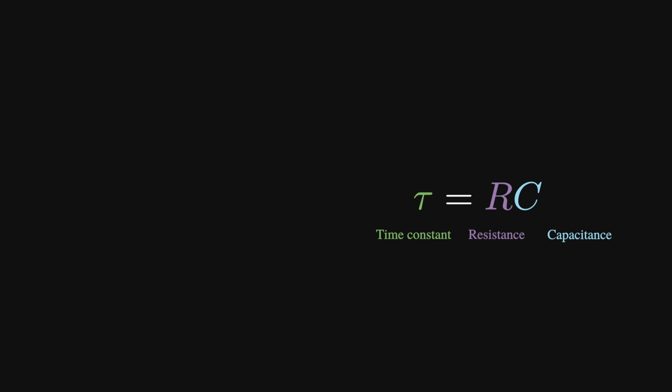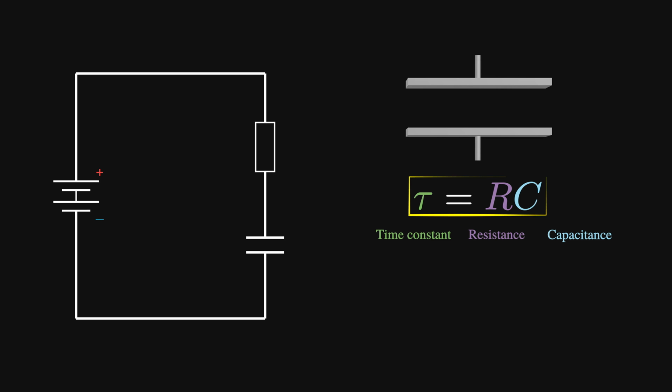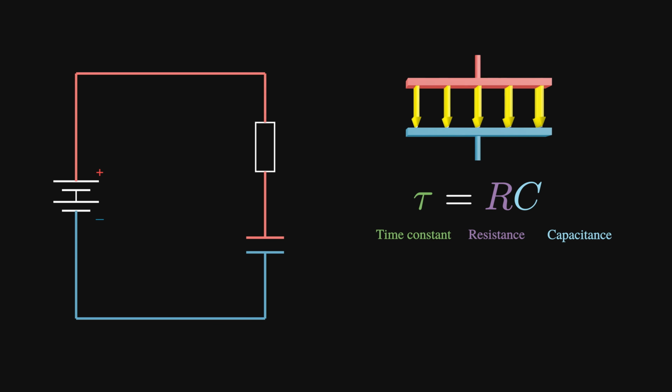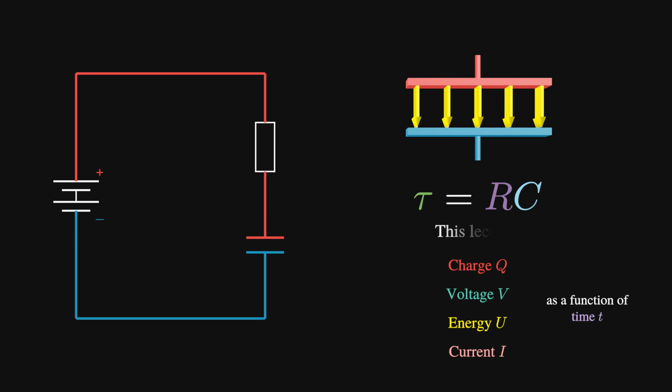But they are. In fact, in any circuit containing one capacitor and any arrangement of resistors, this single number tau decides how fast the capacitor charges and discharges. It dictates exactly how the charge in the plates, the voltage across them, the energy stored in them, and the current through the circuit evolve with time.